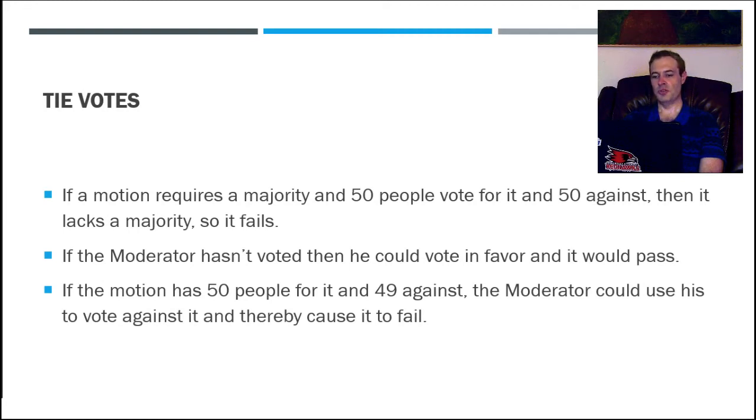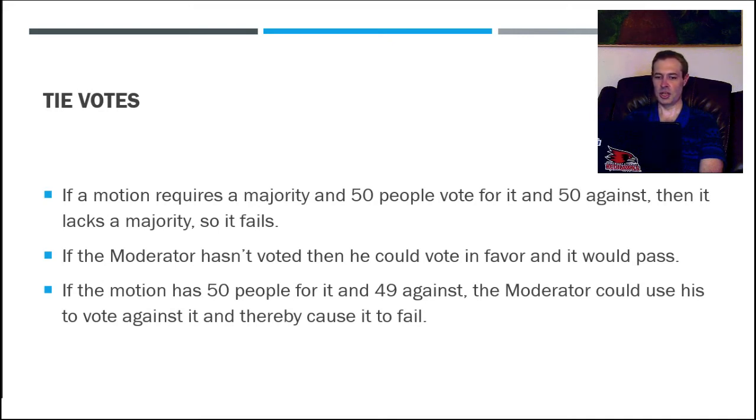If the motion has 50 people for it and 49 people against it, the moderator could use his vote to vote against it, and thereby cause it to fail. So 50 people are for it, it looks like it's going to pass, the moderator doesn't want it to pass, and so it matters what he votes, and so he casts his vote with those that are against it, and so what would have been a majority vote for it becomes a vote that lacks a majority, and so the motion would fail.